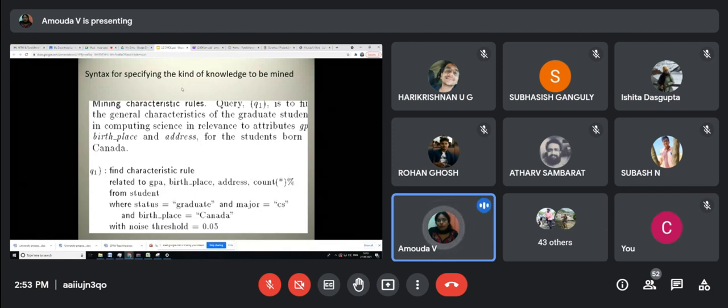Okay, syntax specifying the kind of knowledge. In another example, you can see the query. Mining characteristics of the general characteristics of the graduate student. Please listen, student. The general characteristics of the graduate student in computing science in relevance to the attributes GPA, birthplace and address for the students born in Canada. What is the query? Any one student, can you explain what the query is?